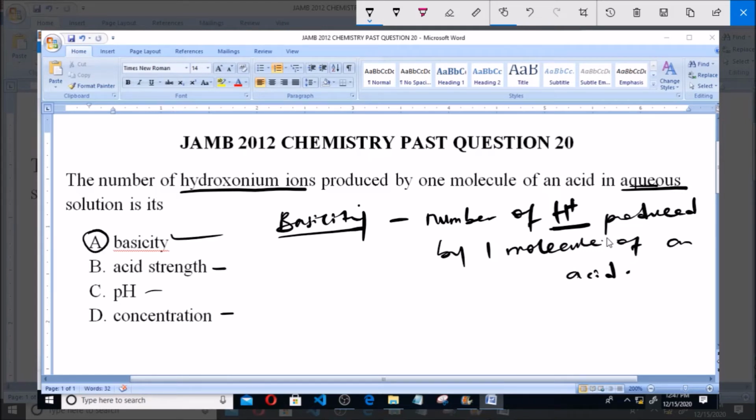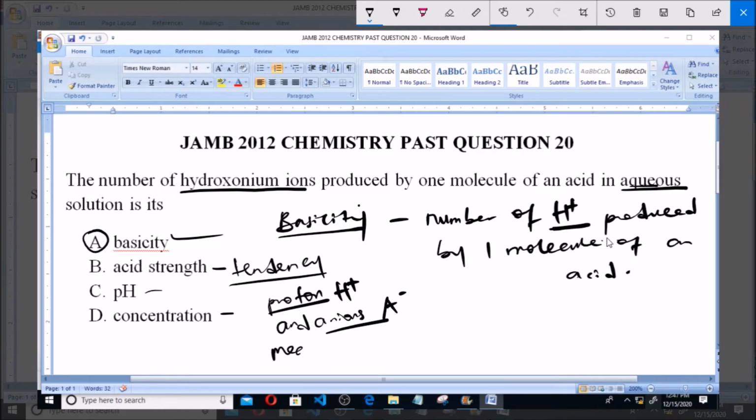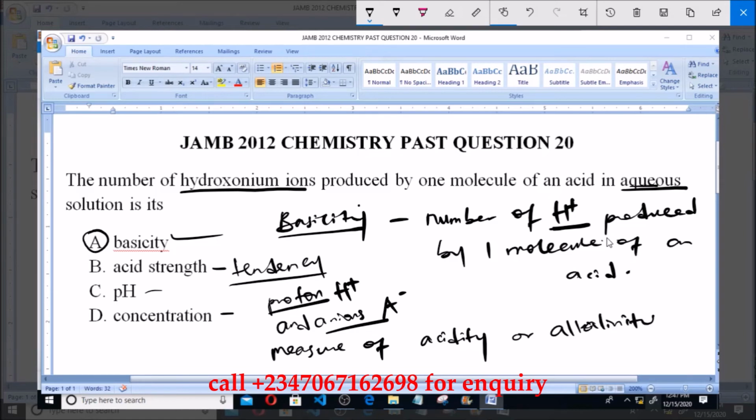Now, acid strength here simply refers to the tendency of an acid to dissociate into protons, which is the hydrogen ion, and anions. The tendency of an acid to dissociate into protons and anions, while pH on the other hand represents the measure or the degree of acidity or alkalinity of a substance. That is trying to measure how acidic or how alkaline a substance may be.